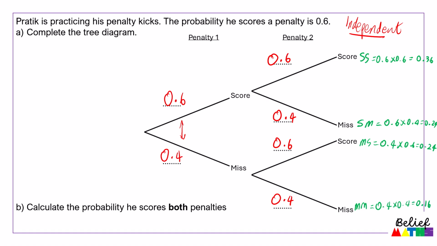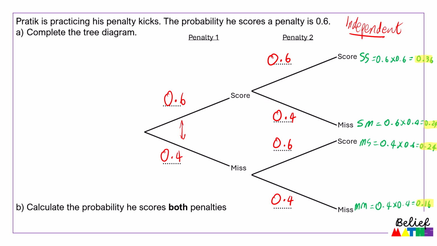Now, a way to check this is to look at all of these numbers we've just figured out at the end: 0.36, 0.24, 0.24, and 0.16. They should all add up to give us 1. Now in this case they do, so we know that we're correct. So it's a good exercise to check.